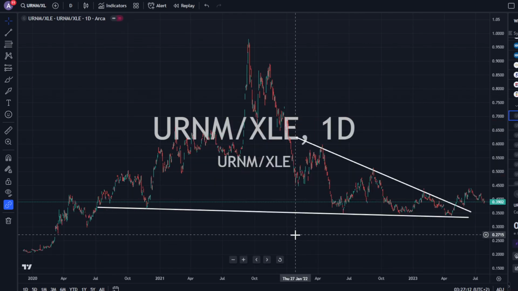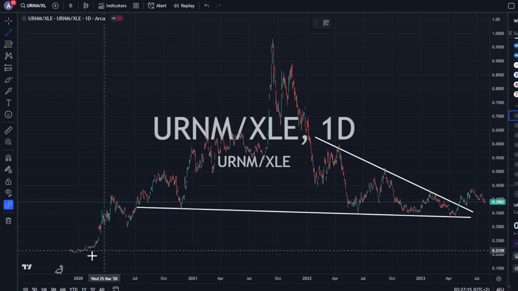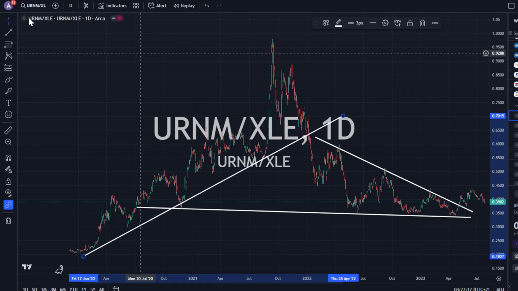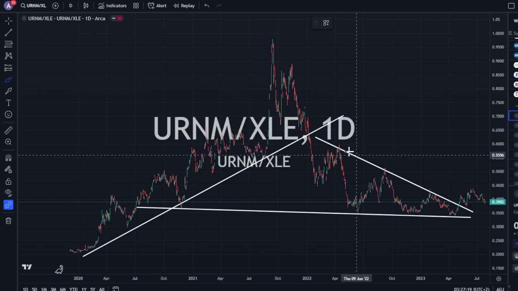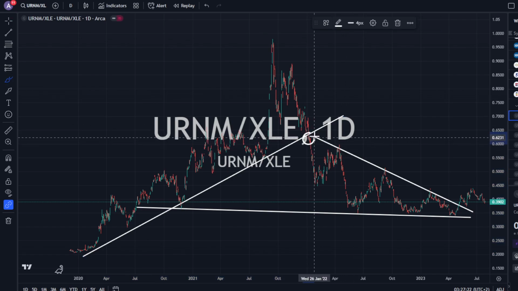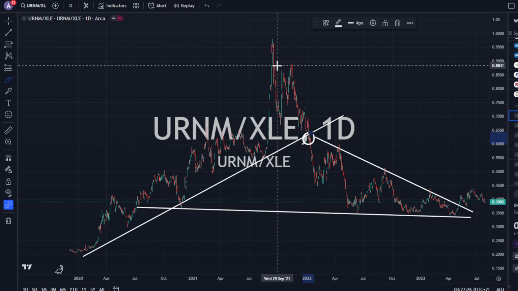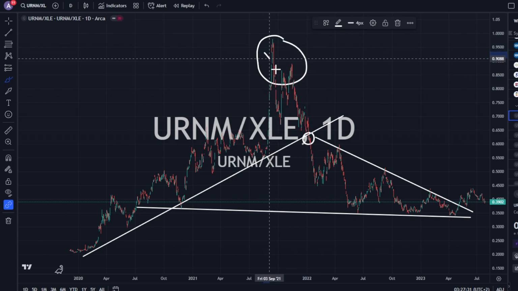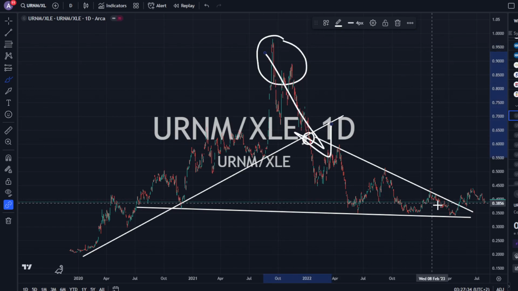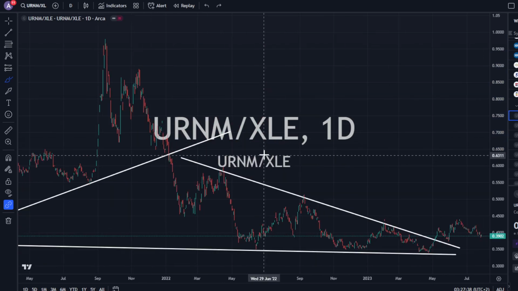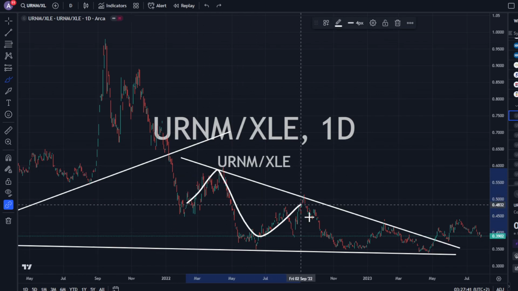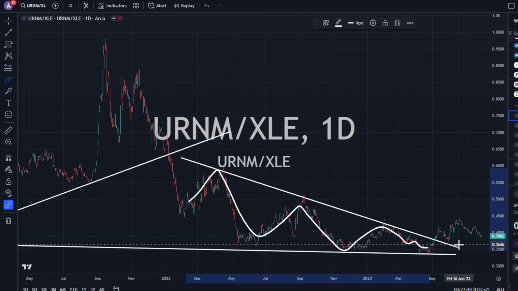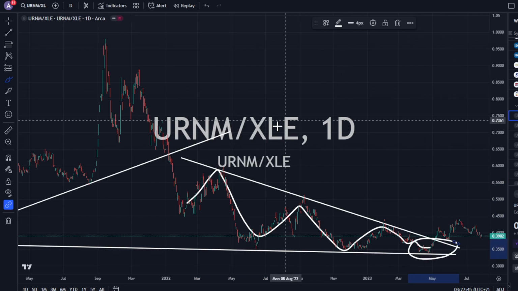So this is URNM versus XLE. One clear thing that you can tell is that we've broken the uptrend here back in 2022. There's your uptrend line break. This is where XLE outperformed. So if you were really early, you would have bought XLE in this time frame of 2021, and then you could see a vast outperformance all the way to the bottom here. Then we did another squeeze pattern up. So we squeezed up here in this corner, and this is a good time to generally buy URNM versus XLE.